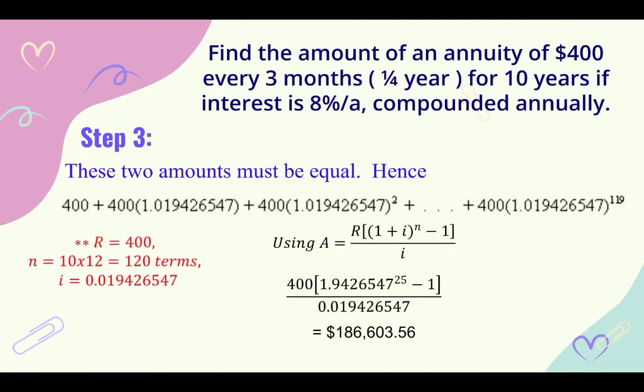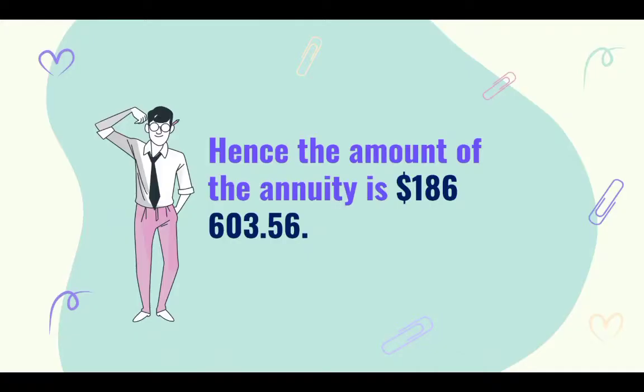Using the formula, A is equal to R times (1 plus i raised to n, minus 1) all over i, we now substitute our values in this formula. We will have $186,603.56. Hence, the amount of the annuity is $186,603.56.